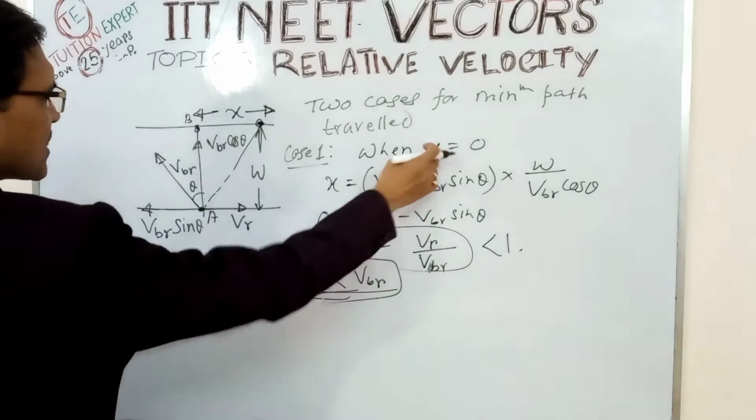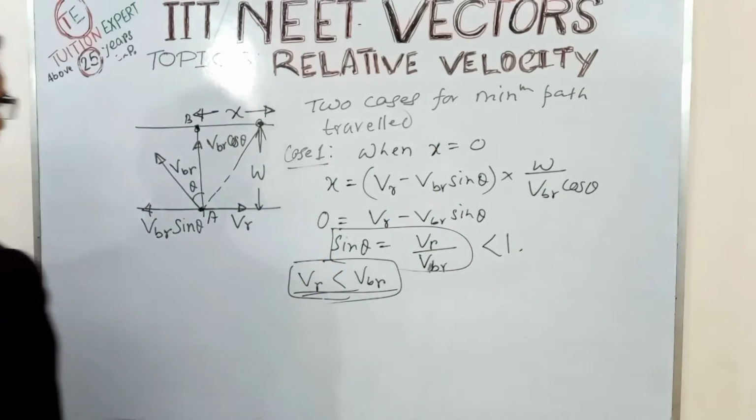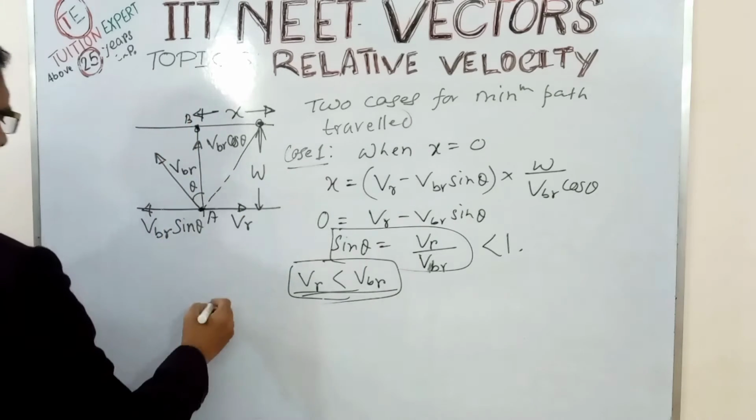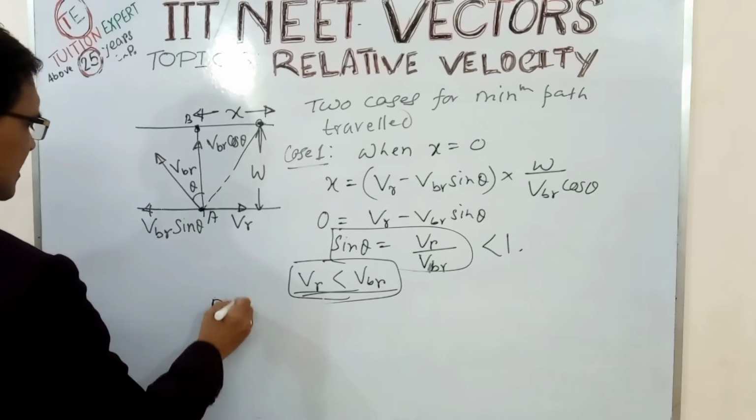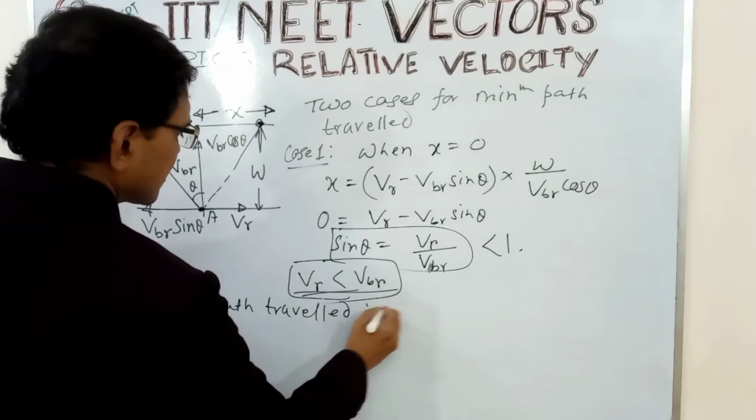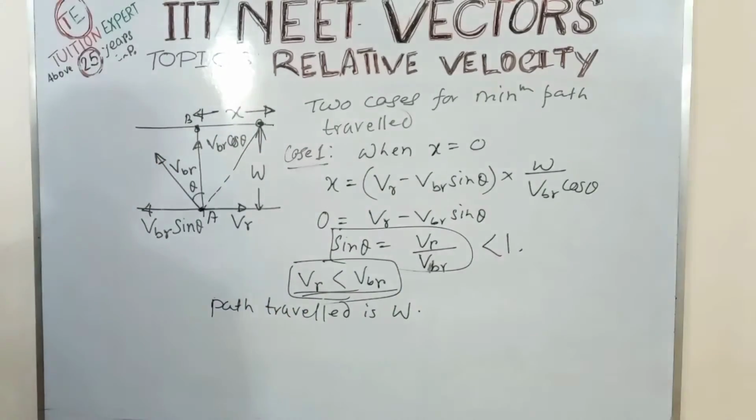That is the condition for x equal to 0. Now for that condition, the path is shortest. That is, the shortest path traveled is w.